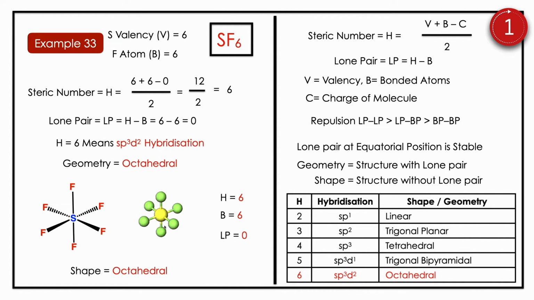Then let us look at example 33, which is SF6. Sulfur is the central metal atom, valency is 6, fluorine atoms are 6. So steric number will be H equals (6 plus 6 minus 0) divided by 2, which gives 12 by 2 gives 6. So lone pair will be H minus B, 6 minus 6 equals 0. H6 means sp3d2 hybridization, so geometry is octahedral. Since no lone pair is there, geometry and shape will be same. So SF6 is octahedral.